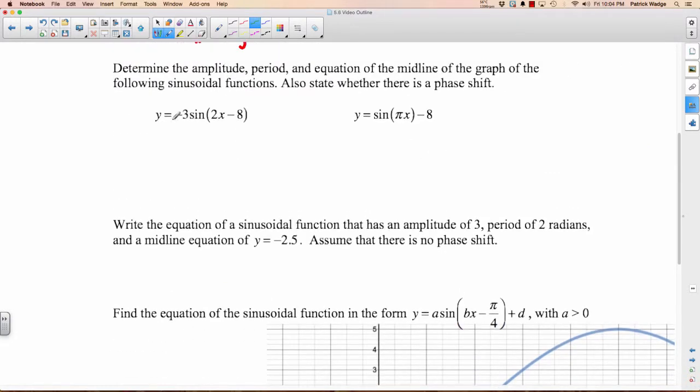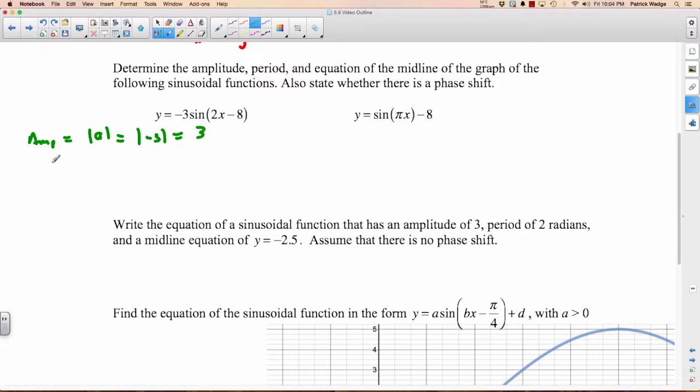Next question: determine the amplitude, the period, and the equation of the midline of the graph of the following sinusoidal functions. Also state whether there's a phase shift. Amplitude's really easy. You know how to do that. We did it last time. Amplitude equals the absolute value of A. So it's the absolute value of -3, which means it equals 3.